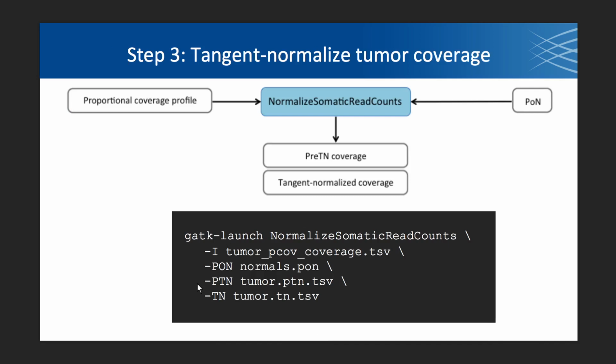We tangent normalize our tumor coverage. We take our tumor coverage profile, we take our PoN, and we run it through normalize somatic read counts to get a pre-tangent normalized coverage that has been normalized against the PoN's median, and a tangent normalized coverage that has been normalized to the PoN's principal components, which is the systematic noise.